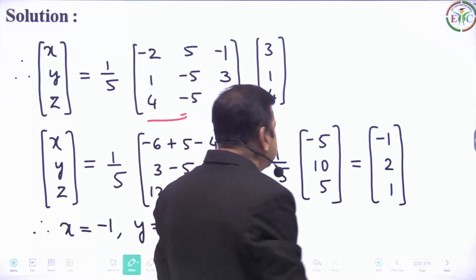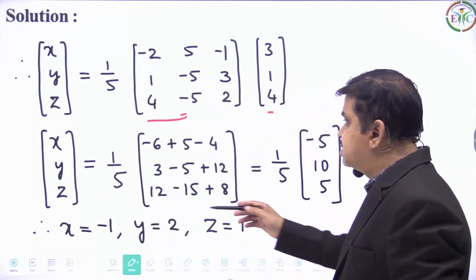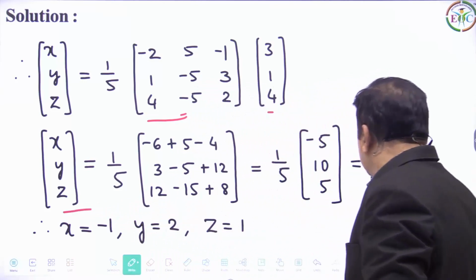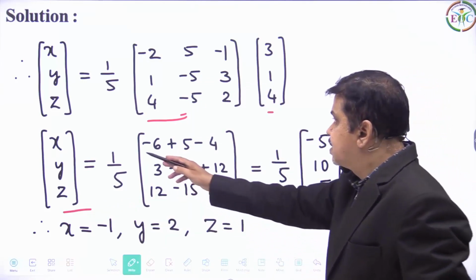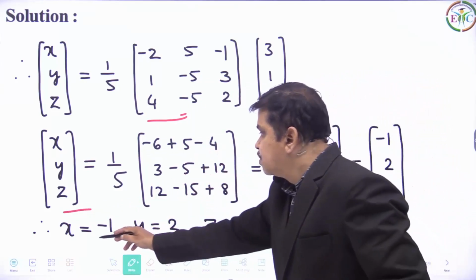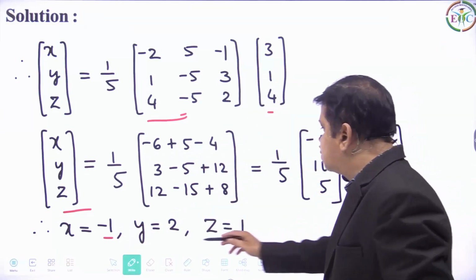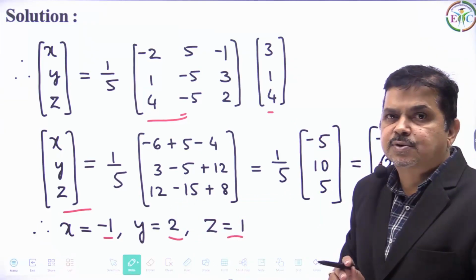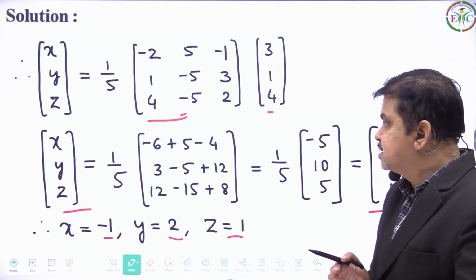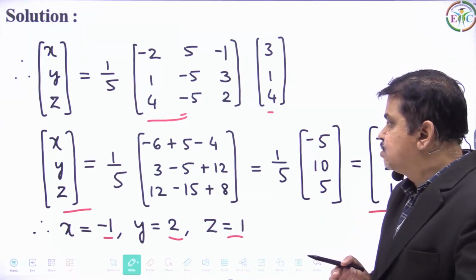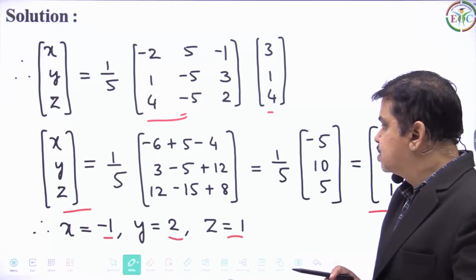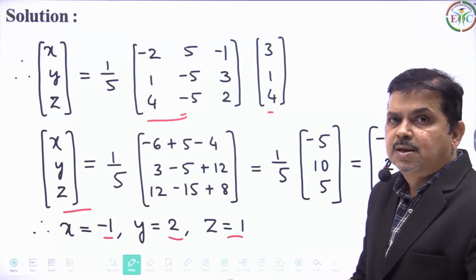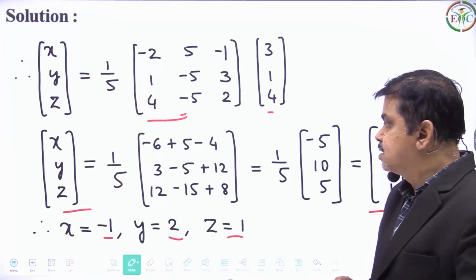So equating the corresponding elements in the LHS and in the RHS matrix, we have X equal to -1, Y equal to 2 and Z equal to 1. So thus we have found the values of X, Y and Z. That is X equal to -1, Y equal to 2 and Z equal to 1. So this completes the solution for question number 3.